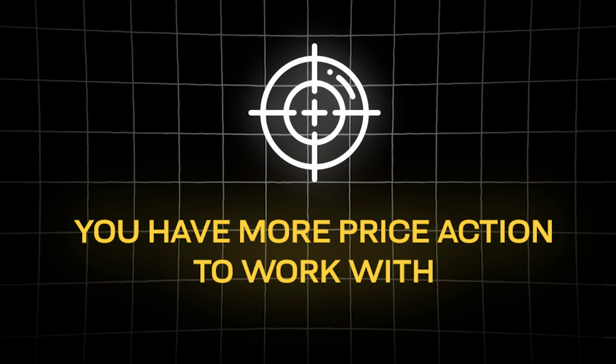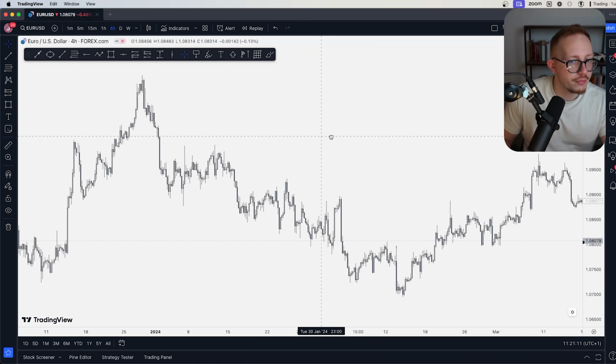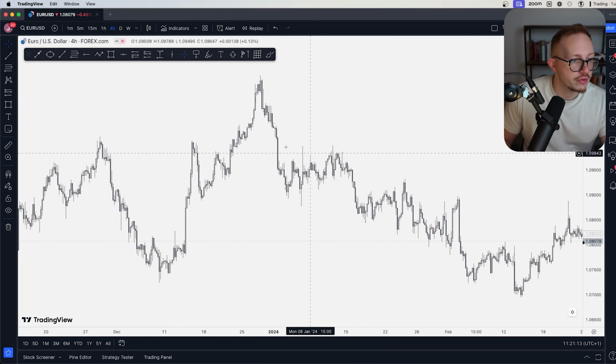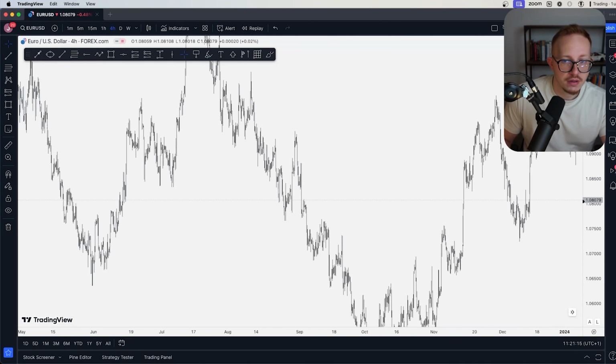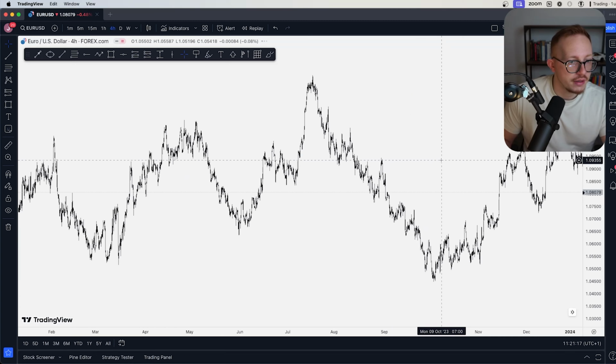And it just means that you have a lot more price action to go from and a lot more price action to work with. Even though it is the same price action, you have more order blocks, more fair value gaps. So you have more room to find point of interest areas and to find point of sabotage areas, and basically point A's and point B's.